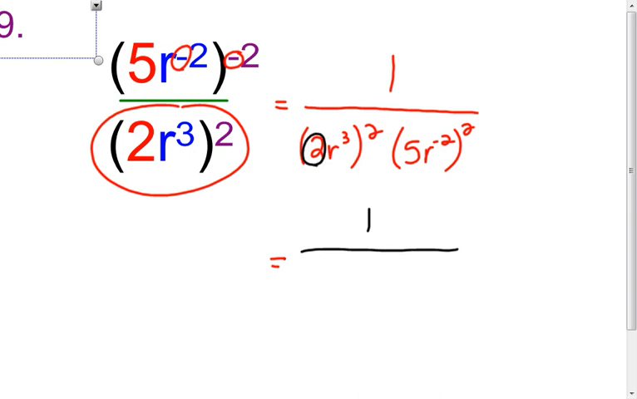Then right here, 2 squared is 4. R to the 3 times 2 would be r to the 6th, times, right here, 5 squared is 25. R to the negative 2 times 2 is r to the negative 4th.